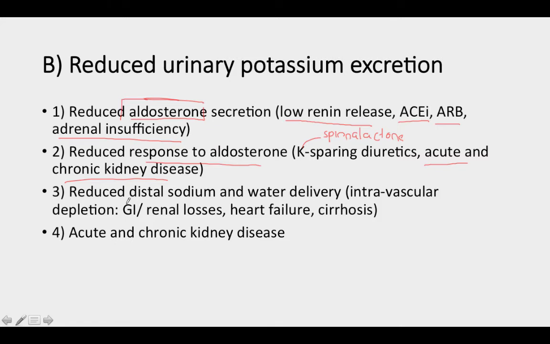And finally, if you don't have delivery of sodium and water to the distal tubule, in cases where you have intravascular depletion, like when you have excessive losses through either the kidney or the GI tract, heart failure where your fluid isn't being pumped in the intravascular space, or cirrhosis where it's all sitting in the interstitial space, you're not going to get enough sodium in that distal tubule, in the collecting duct, to move across in exchange for potassium, so you can get hyperkalemia as a result. And the obvious one, I guess, is if your kidneys aren't working, you can't get anything out.